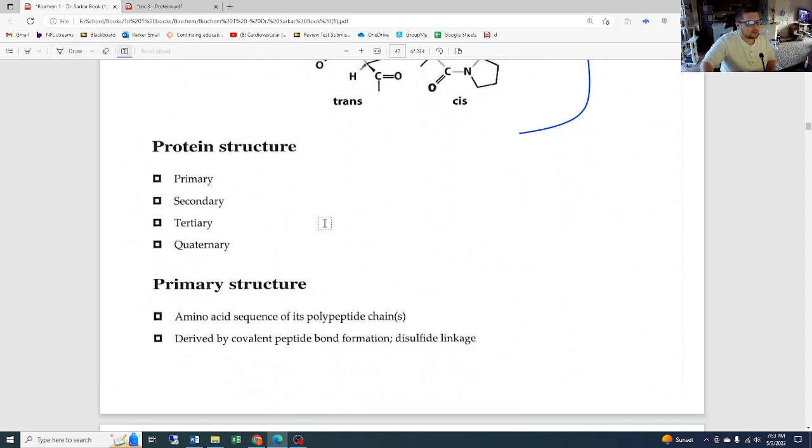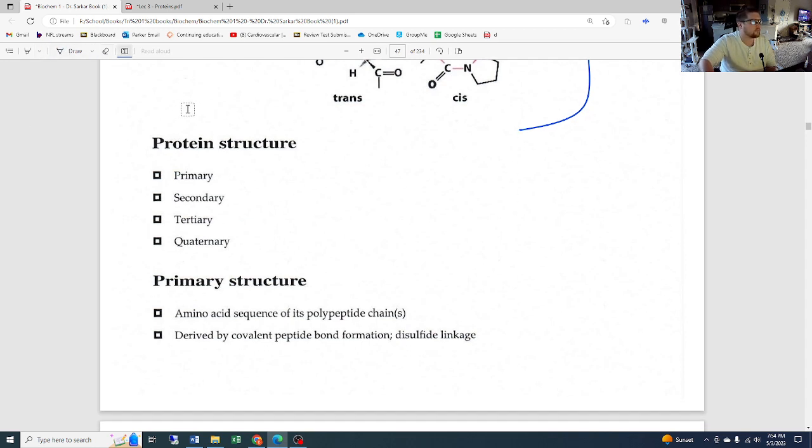Protein structure. This is the meat and potatoes we really want to get into. So primary, secondary, tertiary, quaternary. Of our proteins, we're not going to always have all four of these, okay? A lot of proteins will stop right here and won't have a quaternary structure, but some will go through all four and end at a quaternary structure, and we'll take a look at that as well.